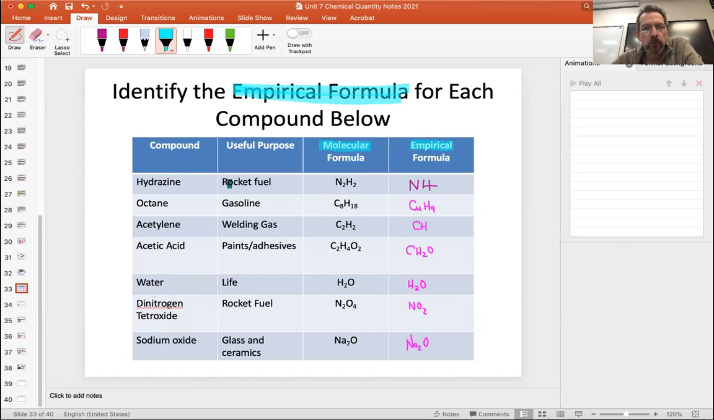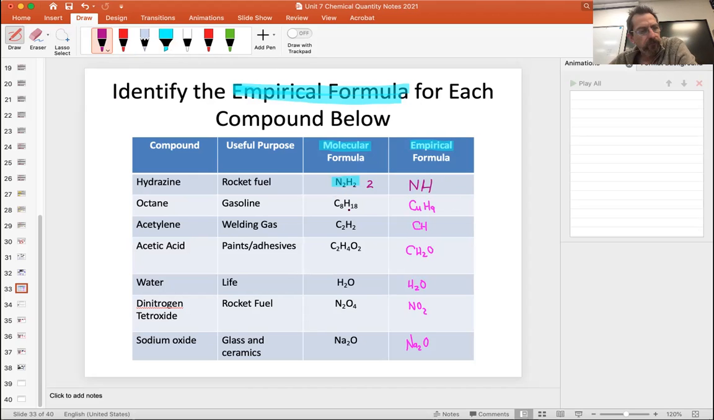For example, this rocket fuel called hydrazine has a molecular formula of N2H2, but we notice that if we reduce these subscripts 2 and 2 by the value 2, meaning divide them by 2, it reduces to a simpler ratio of 1 to 1. 2 to 2 is the same ratio as 1 to 1. So the empirical formula is the reduced version, the simplest ratio of atoms or ions for any chemical.